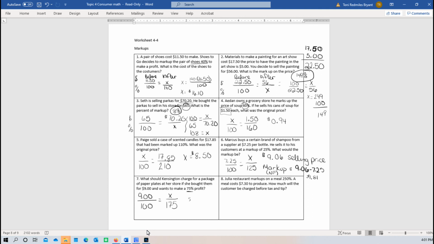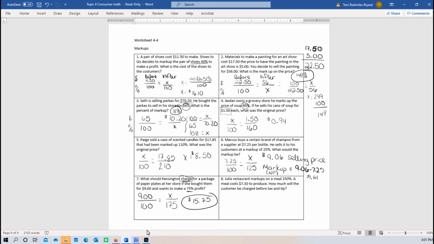And it should be $15.75. Now let's read the question again, make sure we answered everything. If she bought them for $9 and wants to make a 75% profit, what would Kensington charge? So it was asking for the selling price, which is exactly what we found.